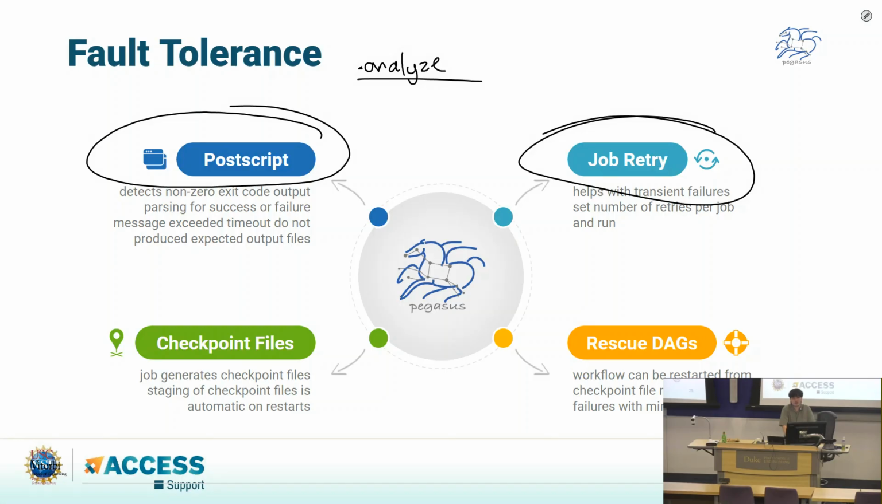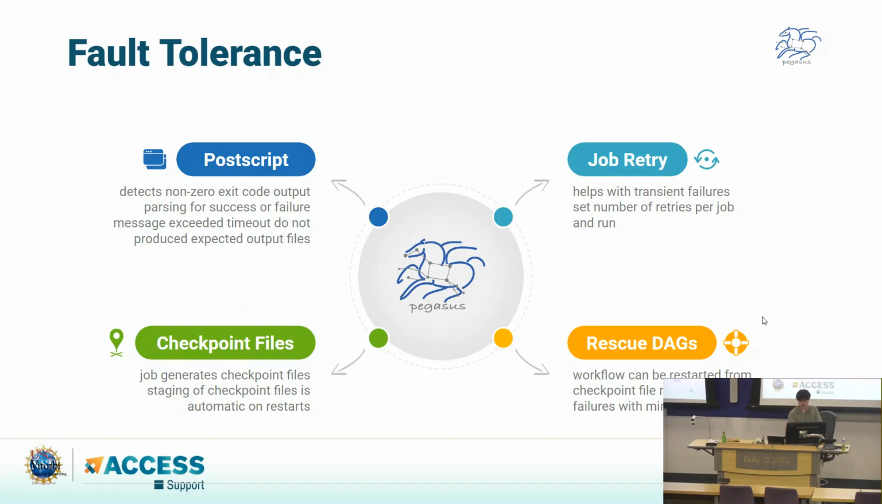And there's only a few cases where a job retry would diagnose a problem as well. So you can kind of narrow down the problem that way. We have checkpoint files. So jobs generate checkpoint file staging. Staging of checkpoint files is automatic on restarts. Okay, so this means we run the job. We say, this is how we're able to locate the problem. We're saying, okay, we have this checkpoint. It ran up to here, doesn't run anymore.